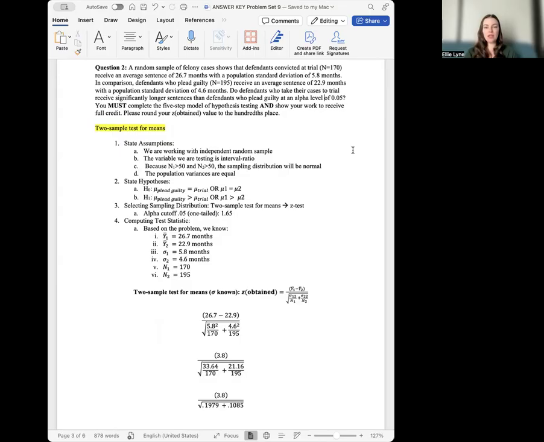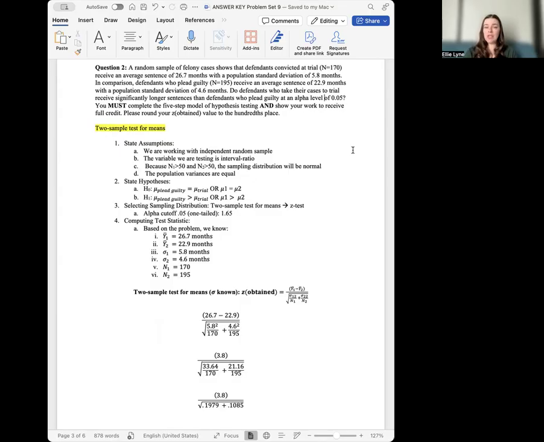So first we need to take a look at those that were convicted at trial. So I see that that group is 170. Good to go there. We're above 50. And the second is those that pled guilty. So 195, so well over 50 as well. We're good to go on our third assumption.